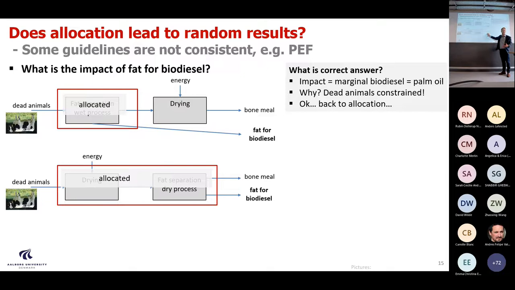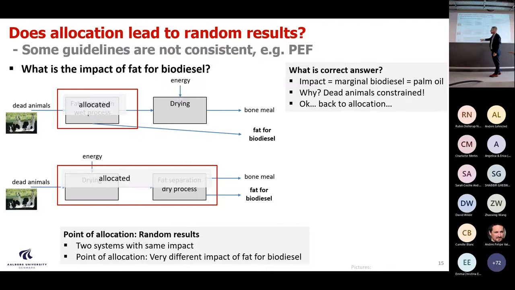And of course, here you see it's completely random if you allocate either here or here, just because you have two machines which can do exactly the same and you have completely different results. So this so-called point of allocation can lead to completely random results. So you can have two systems with the same overall impact, and the point of allocation gives very different impacts. So of course, that is not super ideal, and there are problems about this here in the European PEF guide.